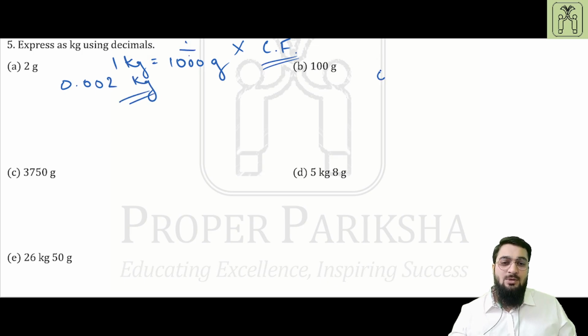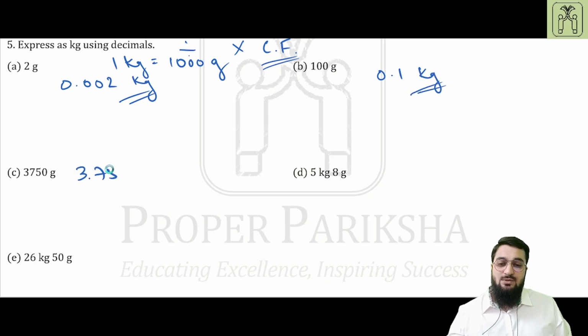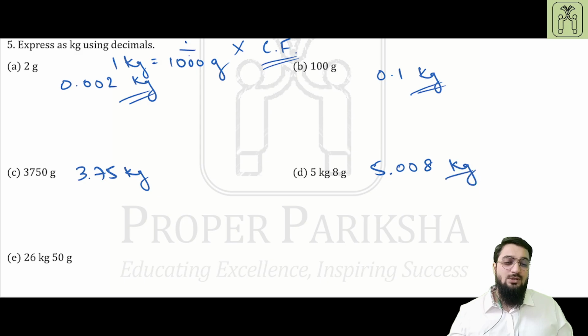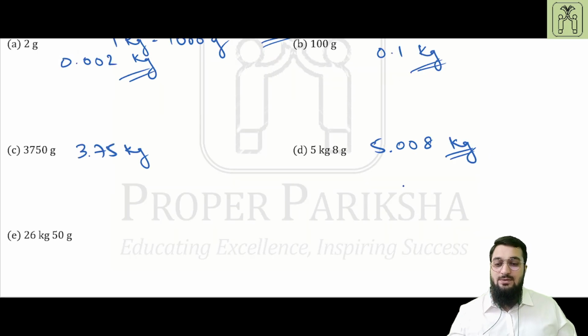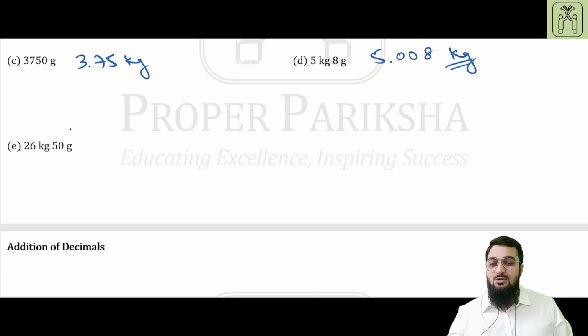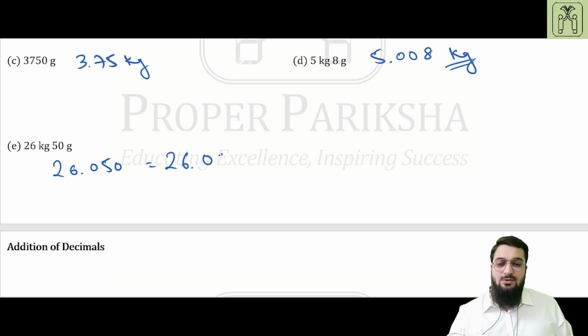100 gram will be 0.1 kilogram is the answer. 3750, so 3.75 kilogram is the answer. 5.008 kilogram is the answer. 2650, 26.050 is the answer, or it can be written as 2.65, no, 2.650, that is 2.65 kilogram.